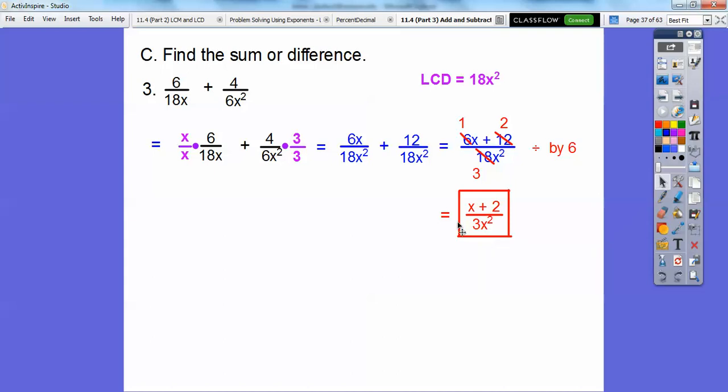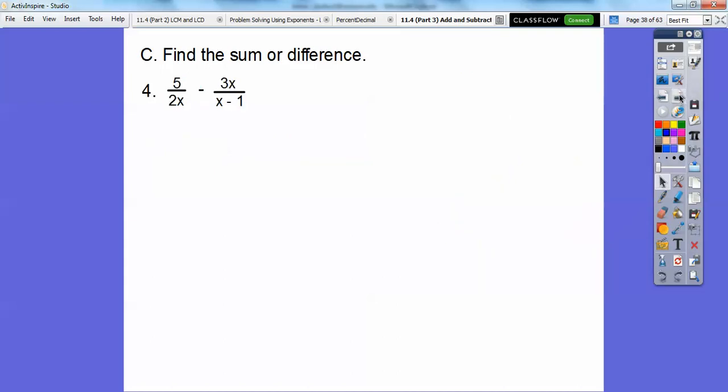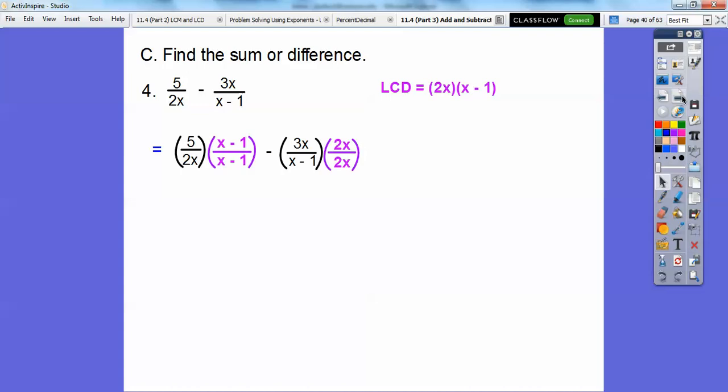And this is what I would like you guys to get good at, being able to recognize if you can reduce it. All right, so this guy right here, the common denominator is 2x and then x minus 1, okay? So what we have to do is multiply this one by x minus 1 over x minus 1, this one by 2x over 2x. So here we go. And then we're going to go ahead and distribute right here.